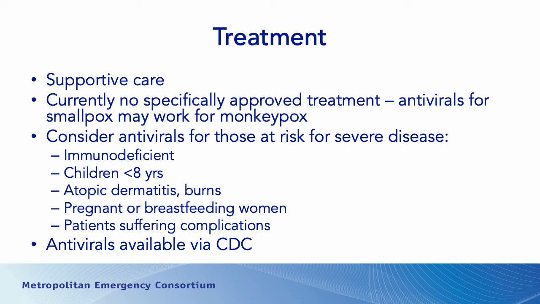Anybody who is at risk for severe disease. So probably the number one population of patients at risk for significant complications are the immunocompromised. If somebody is being treated for cancer, or is on long-term steroid therapy, they are at risk for complications. They're a candidate for antivirals or other treatments. Young children under age 8 are also at risk.